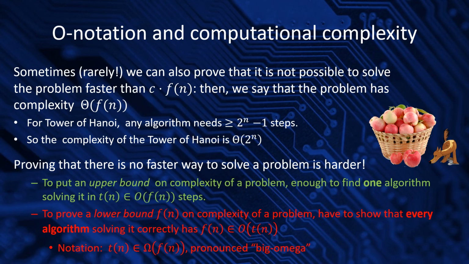So if you can show, like with Tower of Hanoi, that any algorithm needs at least some function of steps, then you would have shown the lower bound, the big omega. So the Tower of Hanoi is in big omega of 2 to the n.